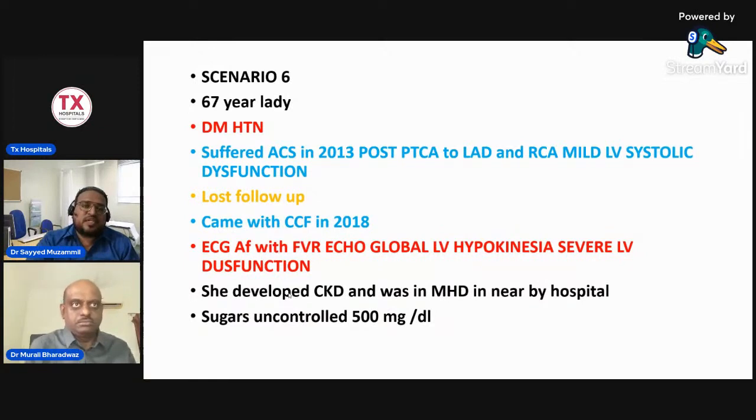So scenario 6 is a 67-year-old lady. She is still under follow-up. She was diabetic, hypertensive, and she suffered acute coronary syndrome in 2013.